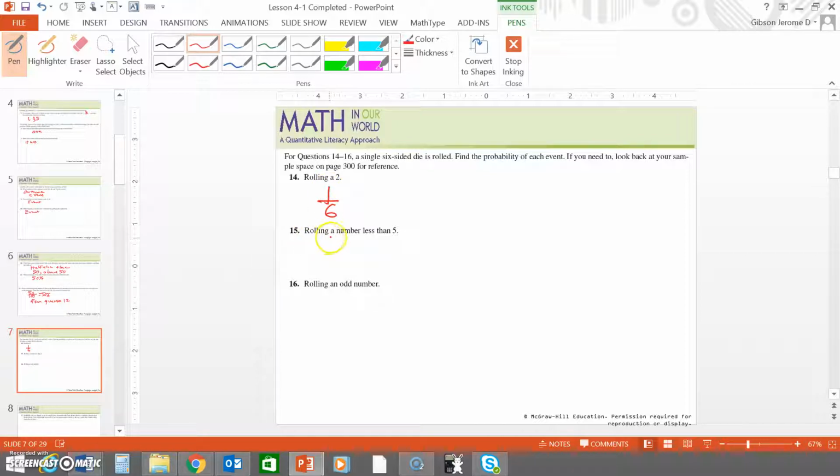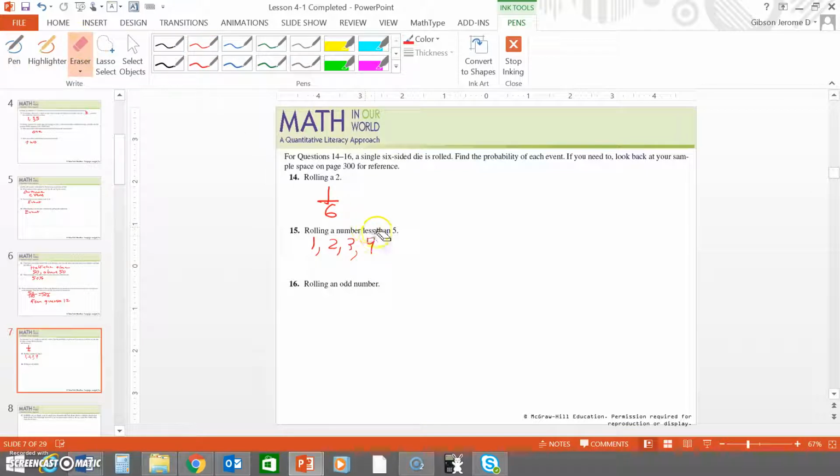Now it says number 15, rolling a number less than 5. So let's think about all the numbers that are less than 5 on the die. It's 1, 2, 3, and also 4. Okay, so we have these numbers that are less than 5. It turns out to be 4 of them.